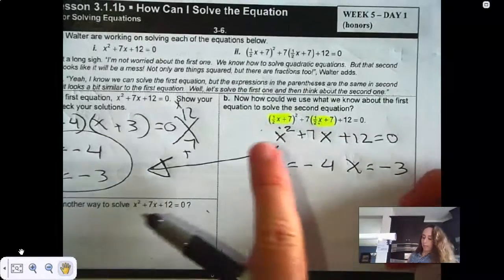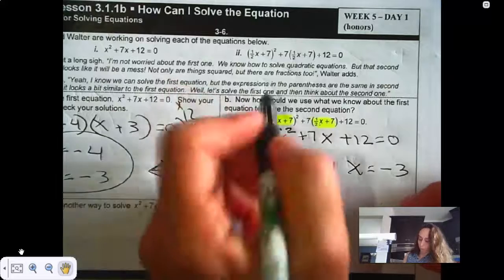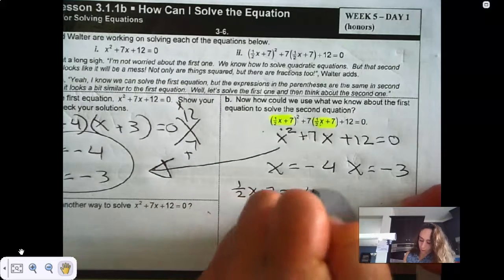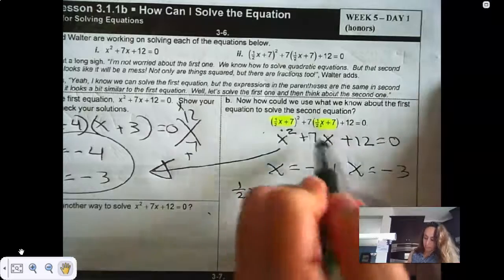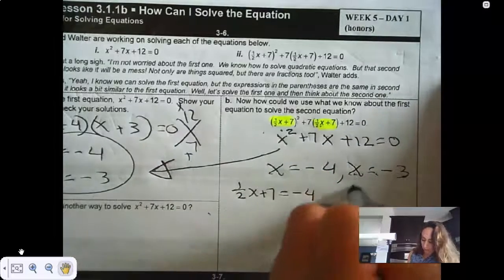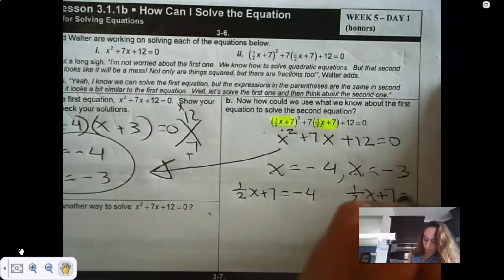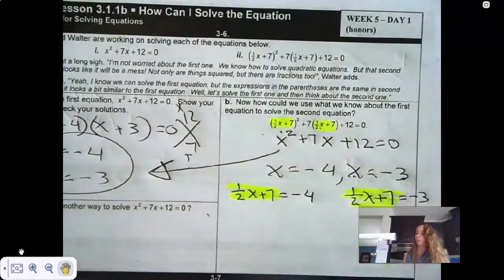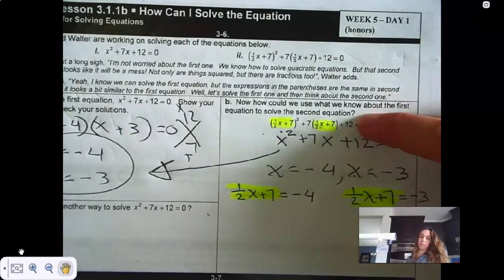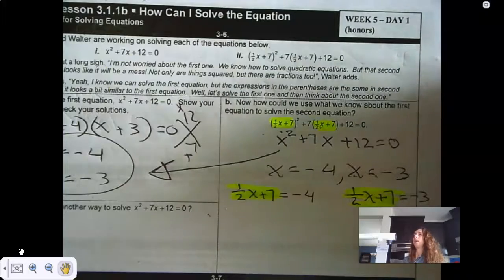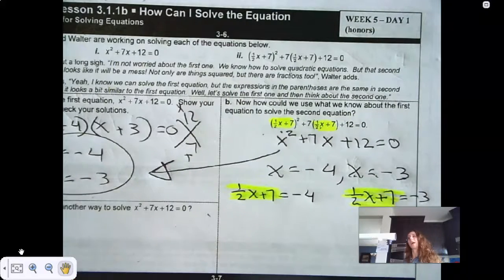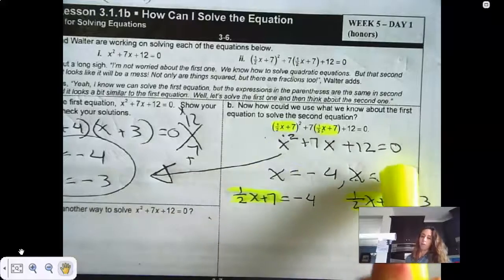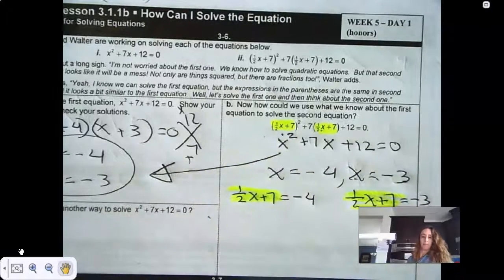But the problem is, it isn't that x equals -4, it's 1/2 x plus 7 equals -4. And it isn't x equals -3, it's 1/2 x plus 7 equals -3. So what I like to do is, when I look at a problem like this, I don't know about you, but this looks very intimidating. When I get intimidated by things, I like to simplify my life. I like to go to my happy place. x is my happy place. Then once I feel comfort, I can go back to being fancy.